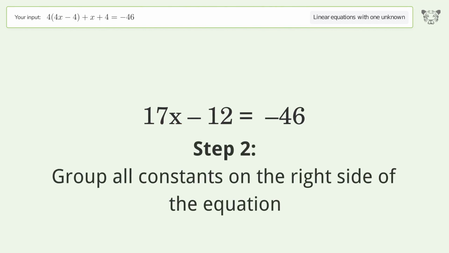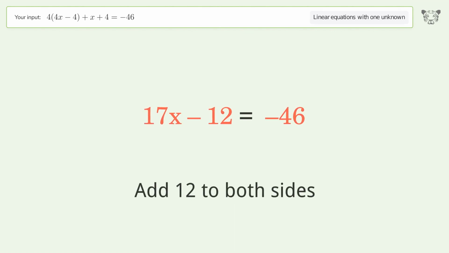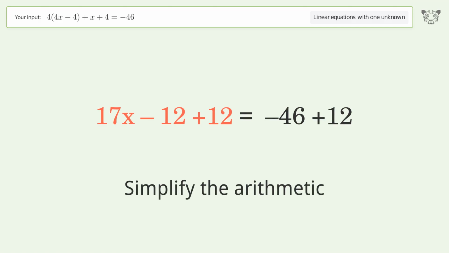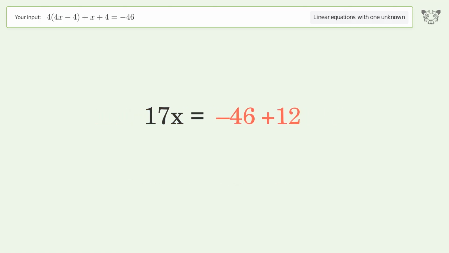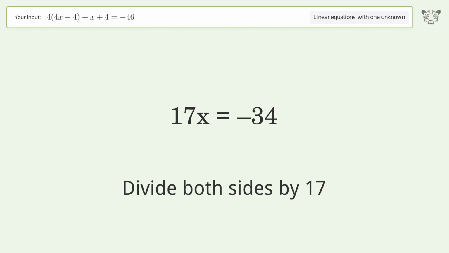Group all constants on the right side of the equation. Add 12 to both sides. Simplify the arithmetic. Isolate the x. Divide both sides by 17.